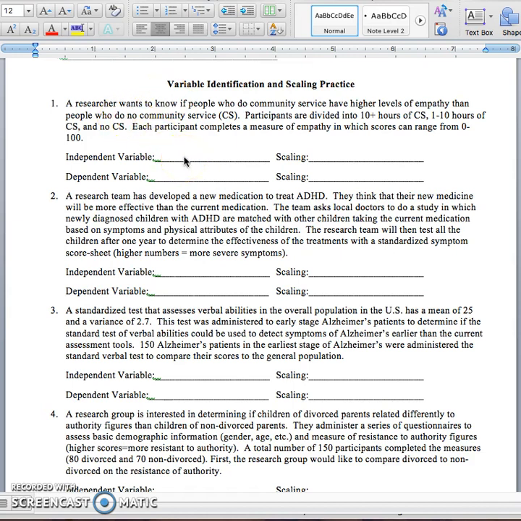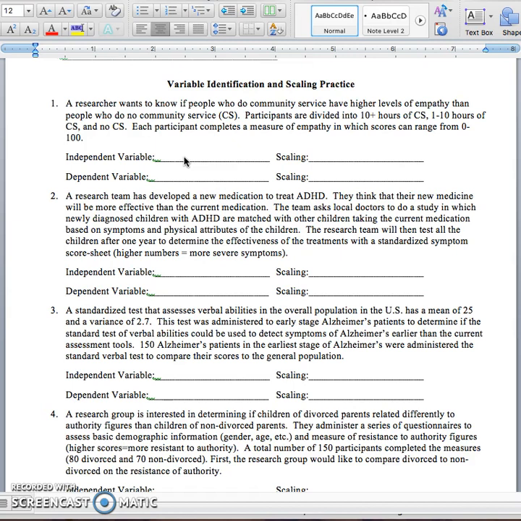A researcher wants to know if people who do community service have higher levels of empathy than people who do not do community service. Participants are divided into 10 plus hours of community service, 1 to 10 hours of CS and no CS. Each participant completes a measure of empathy in which scores can range from 0 to 100. Okay, so with the independent variable, we're always asking this question: what are we manipulating in this experiment? What are we manipulating? So what are we doing to our participants in order to get some sort of readout?